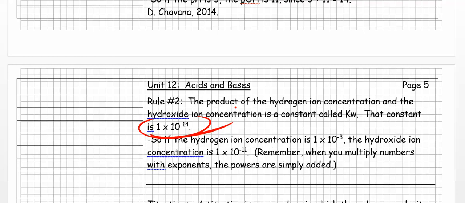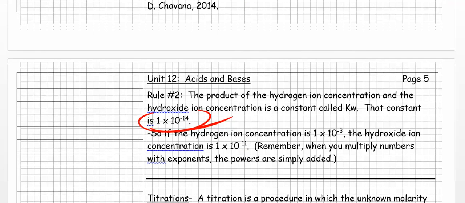Now that gives me an interesting opportunity here, because if I know the hydrogen ion concentration, I can just say 1 times 10 to the minus 14 divided by the hydrogen ion concentration is equal to the hydroxide ion concentration. So if I know one, I know the other. So if the hydrogen ion concentration is 1 times 10 to the minus 3, the hydroxide ion concentration is 1 times 10 to the minus 11. All right? And by the way, remember, when you multiply numbers with exponents, the powers are simply added. That's how I was able to get that so easily in my head. Minus 3 plus a minus 11 is a negative 14. All right? So that's that.